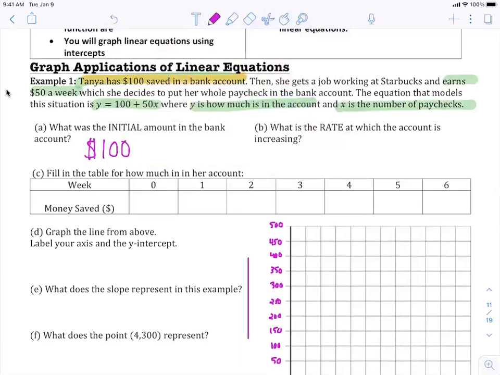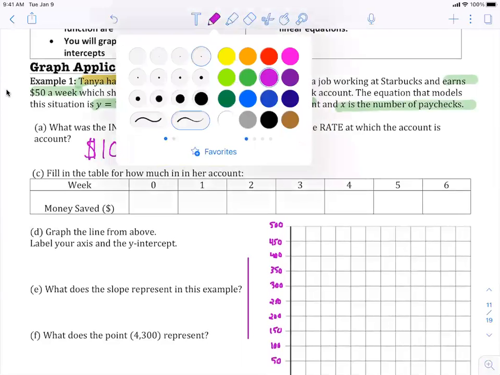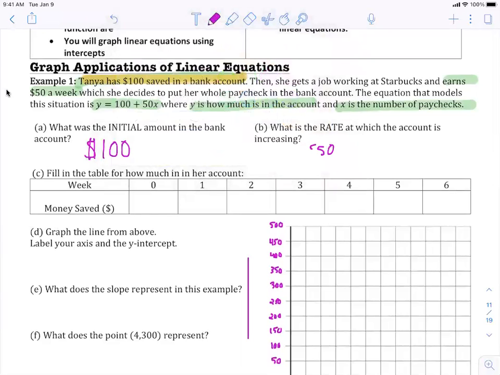Now, part B says what is the rate at which the account is increasing? For this one, it says she earns $50 a week. We don't know how many weeks, but we don't need to. Right now, it's simply what is the rate at which she's increasing? Well, it's going up $50 a week. So that right there is our rate. We would say $50 per week.